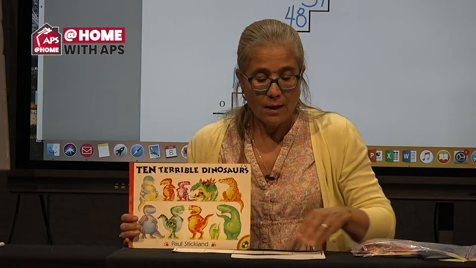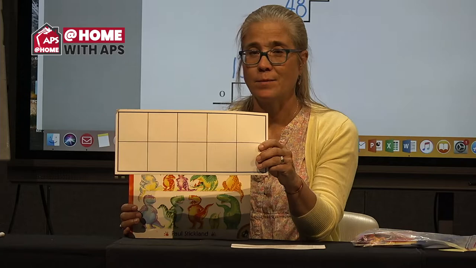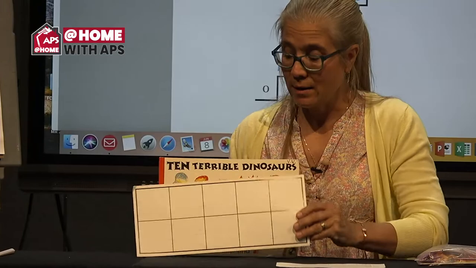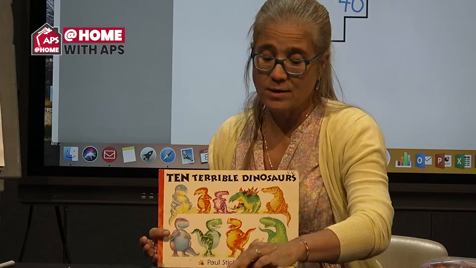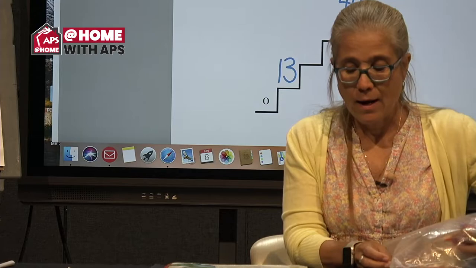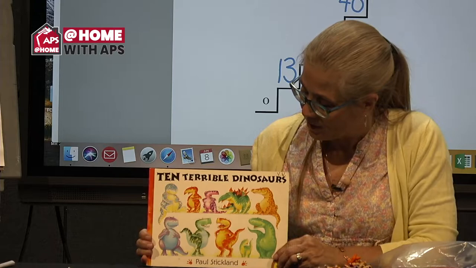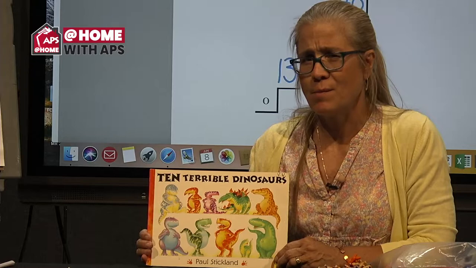The other thing that we're going to use while we're reading this story is this 10 frame. Remember that we talked about on our calendar what a 10 frame is, and we looked at them last week. 10 frames have a row of 5 and another row of 5, and so there are 10 on a 10 frame. So before I get started reading you the story, I am going to set up some dinosaurs on this 10 frame. And based on the title of this book, 10 Terrible Dinosaurs, how many dinosaurs do you think I'm going to put on my 10 frame? That's right, I'm going to put 10 dinosaurs on my 10 frame.